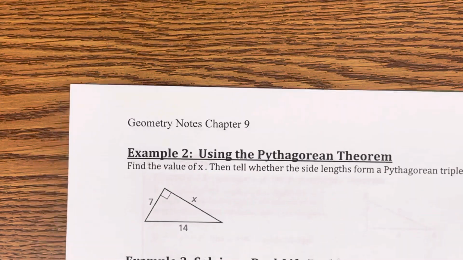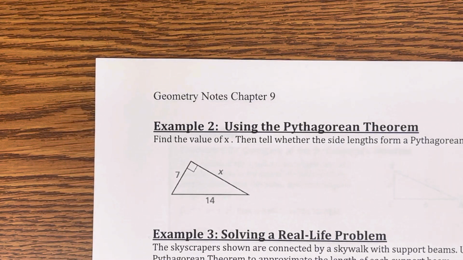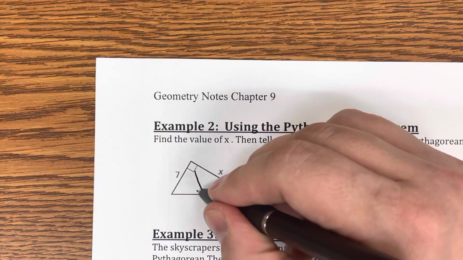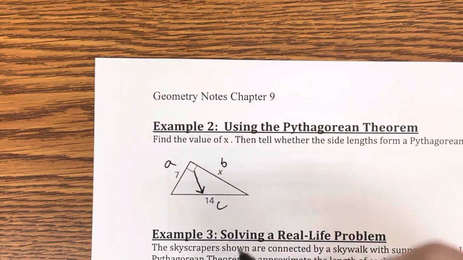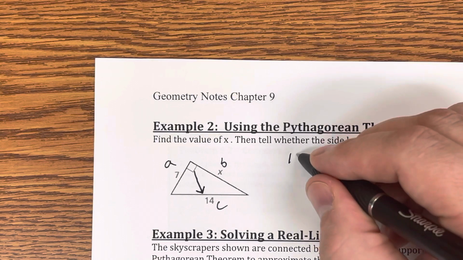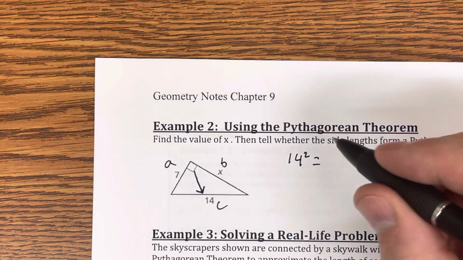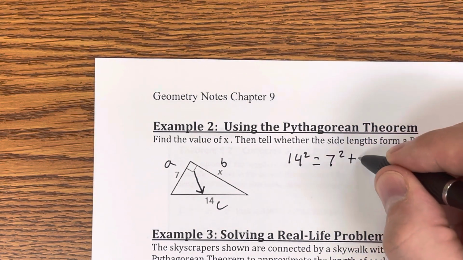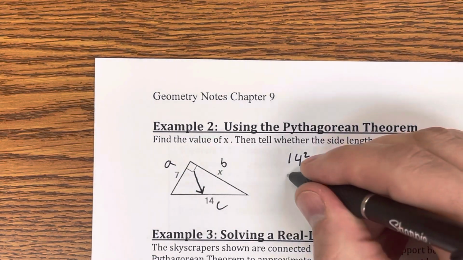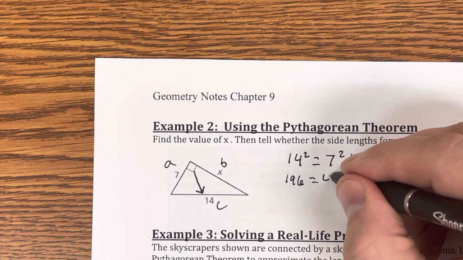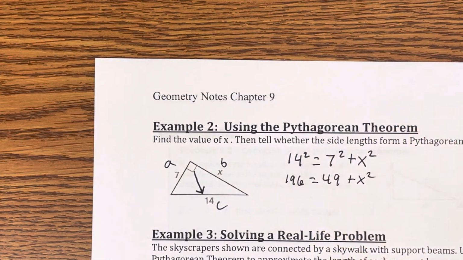All right, on to the next page. Find the value of x, then tell whether the side lengths form a Pythagorean triple. So, let's see. Again, identify C first. Across from the right angle, there's my hypotenuse, so that's C. I'll let these be A and B. So, when I set it up, C squared is 14 squared equals 7 squared plus x squared. Now when I solve this one, 14 squared gets us 196, equals 49 plus x squared. I have to subtract the 49. I get 147.